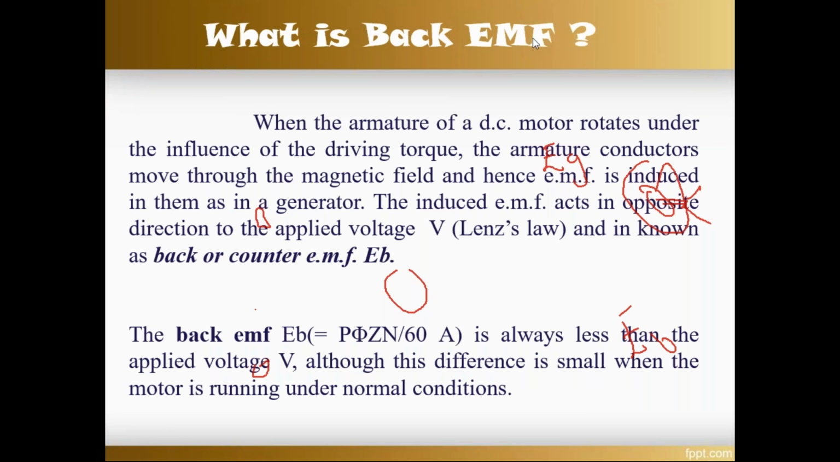Now let me see what is meant by back EMF. This is also very important for 2 marks. When the armature of a DC machine rotates under the influence of driving torque. Let me give you another example. Take a writing pad and put a pin on top of it. Then, keeping a magnet below the pad without touching it, just move the magnet. When you move it, automatically the needle on the pad also moves.